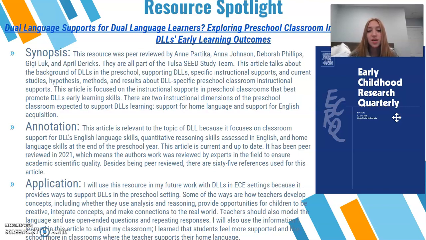Some of the ways of how teachers develop concepts, including whether they use analysis and reasoning, provide opportunities for children to be creative, integrate concepts, and make connections to the real world. Teachers should also model the language and use open-ended questions and repeating responses. I will use the information learned in this article to adjust my classroom. I learned that the students feel more supported and like school more in classrooms where the teacher supports their home language.